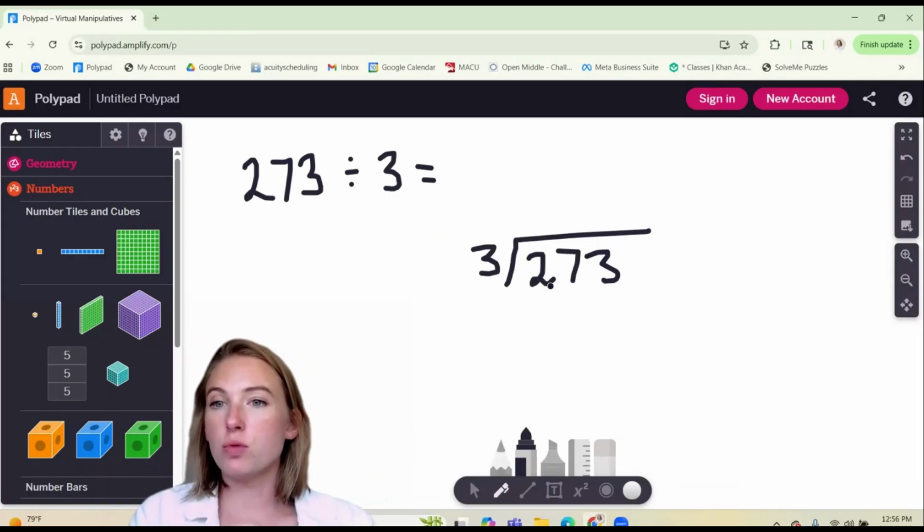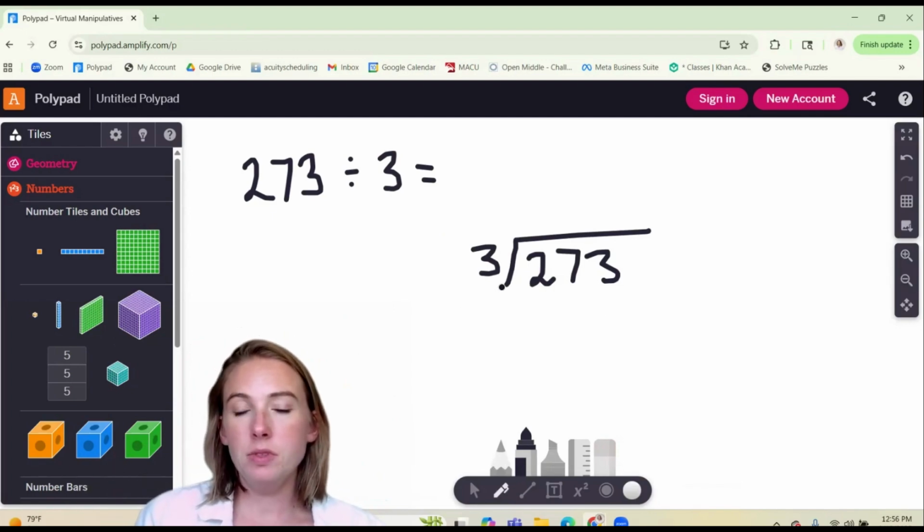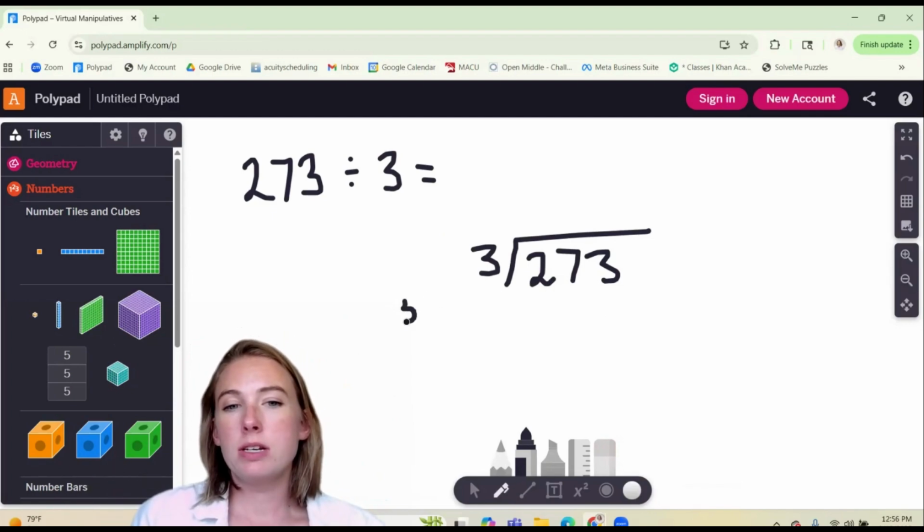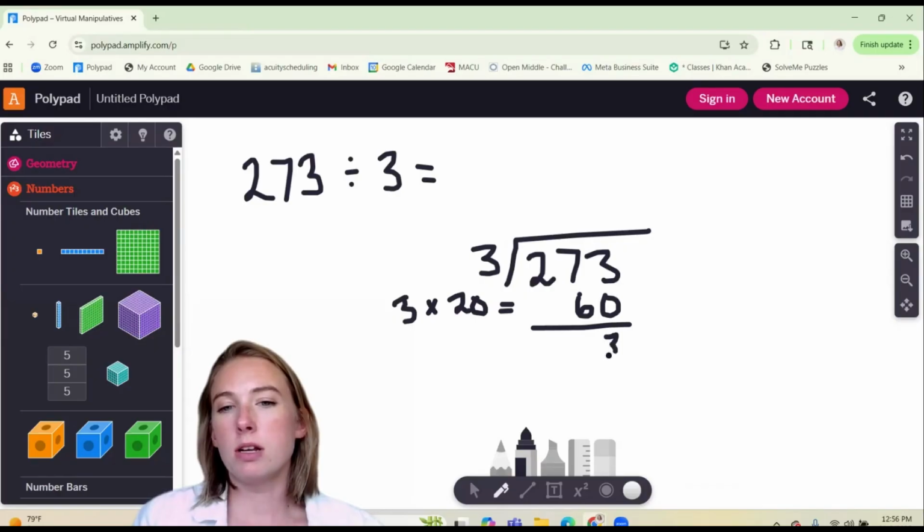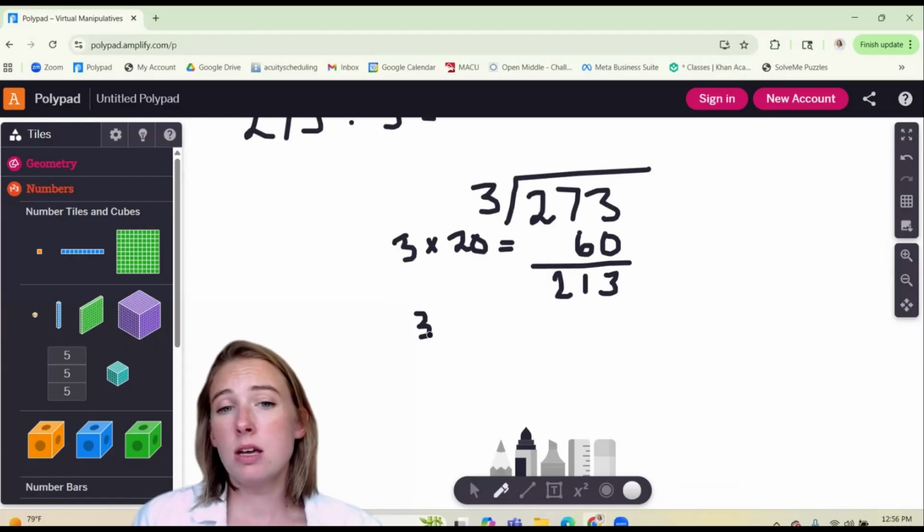Kind of like what we did on the visual where we're grouping and grouping and grouping until everything has been covered. So let's start out with 3 times 20 because that's what we were talking about before. 3 times 20 is 60. I'm going to take 60 away from 273 and see what's left. 213. I could take away another 60. 3 times 20 is 60. So I'm going to take away another group.